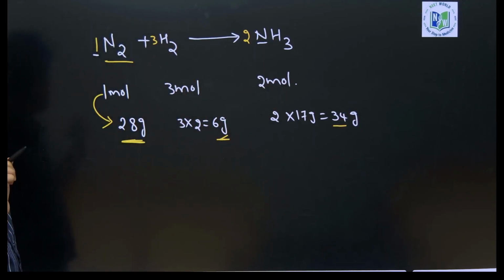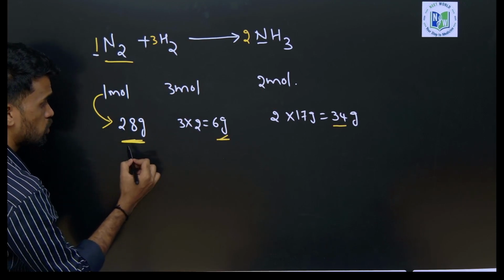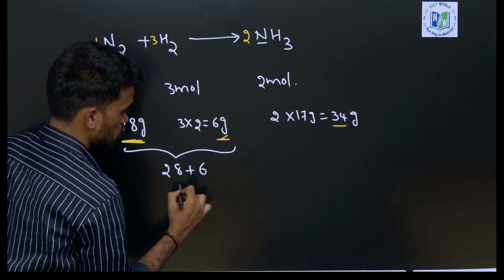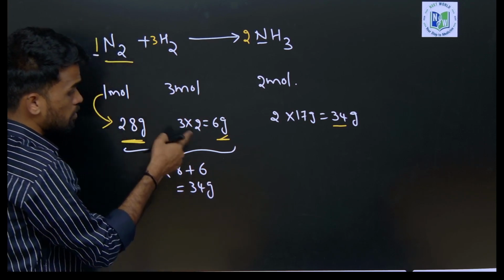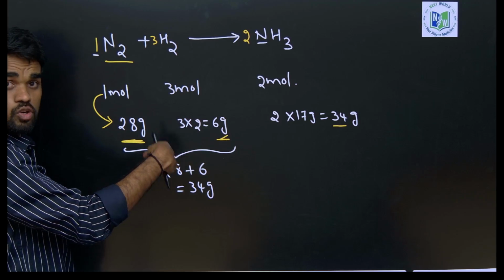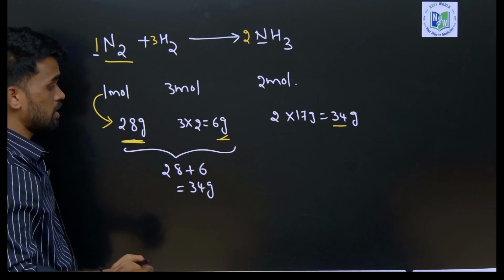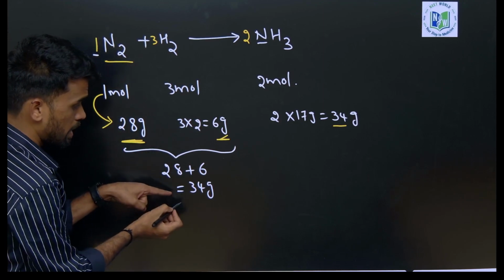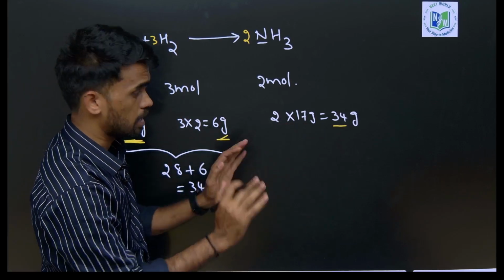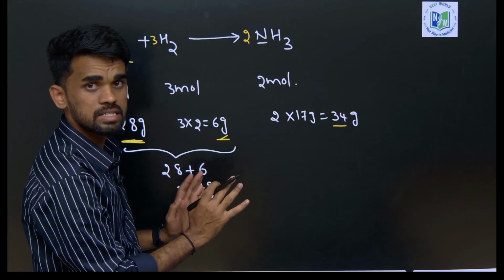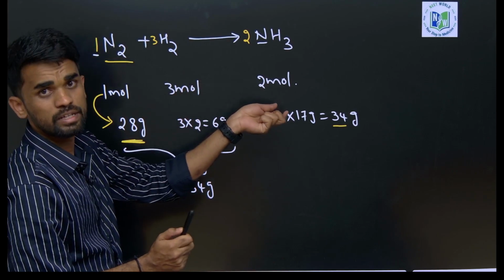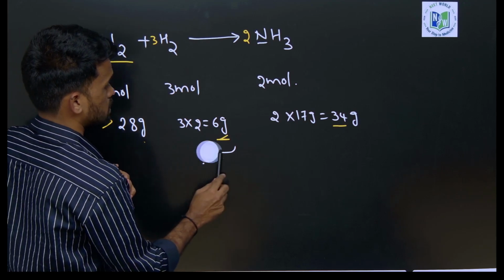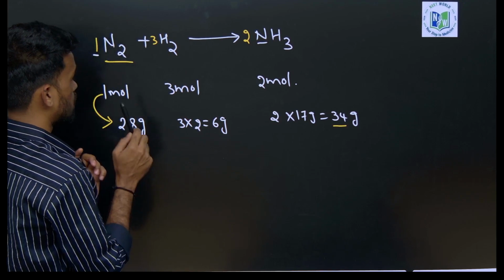Okay, so here one thing you need to understand. What is the total mass of the reactant side? 28 plus 6, so total is 34 grams. So total mass of reaction is conserved. See, the law of conservation of mass is obeyed by this particular reaction. Reactant side and product side total mass is the same. So total mass is conserved, but the number of moles may be different. Okay, this you have to keep in mind. So during a chemical reaction, total mass is conserved.